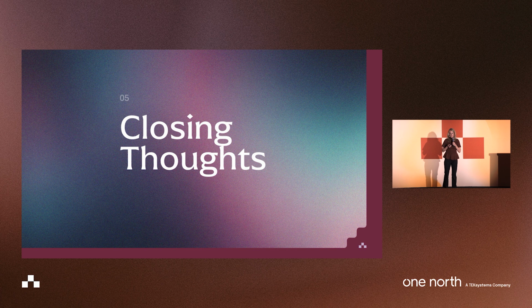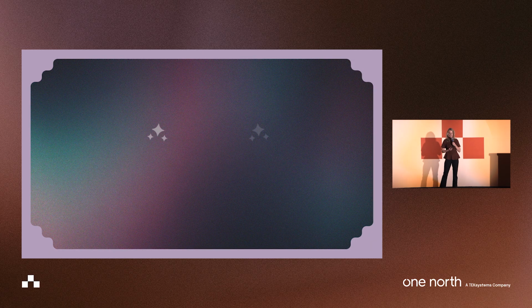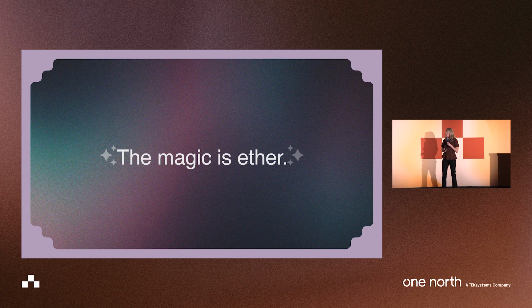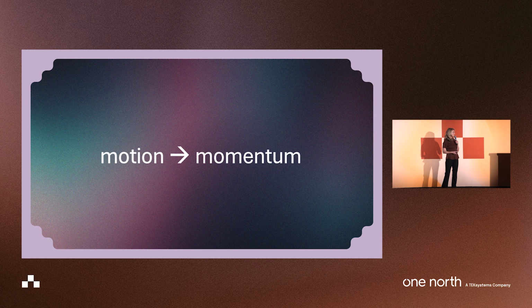All right, I'll wrap this up with some closing thoughts. Ether was thought of as this magical, mystical, X-factor element. I hope I've shown you the magic is not any one element, it's not any one person, it's not any one tool, it's not any one technology. The magic is in how we put it all together. The magic is in the ether. Ether is what changes silos to systems. It's what converts motion to momentum.